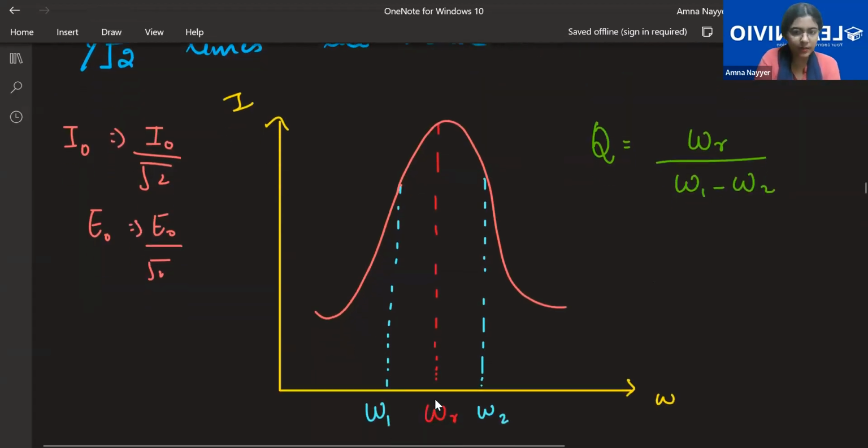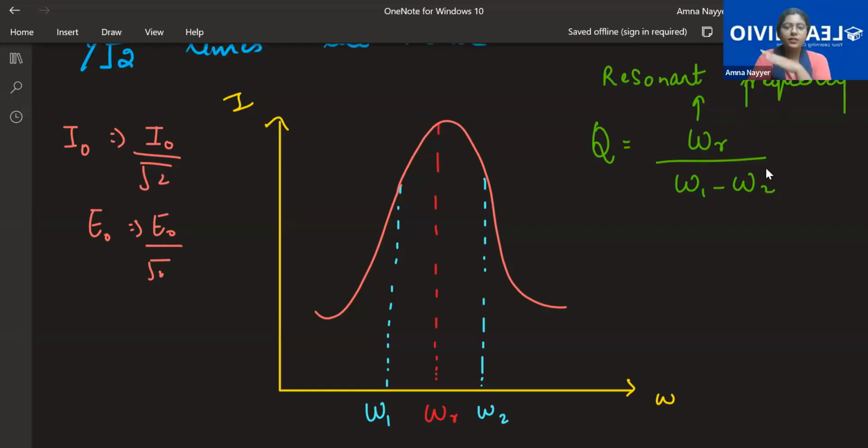Whatever is its resonance frequency, you already know. We've talked about the resonance frequency. What was its formula? Check in the notes. You have derived it: 1 by 2 pi, 1 by under root LC. We are not talking about that omega. Your omega R will be 1 by under root LC.